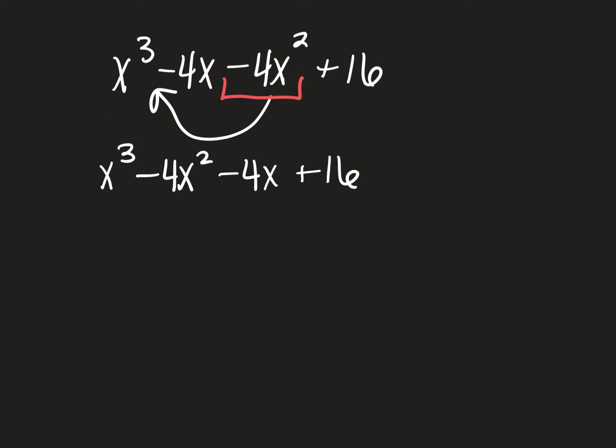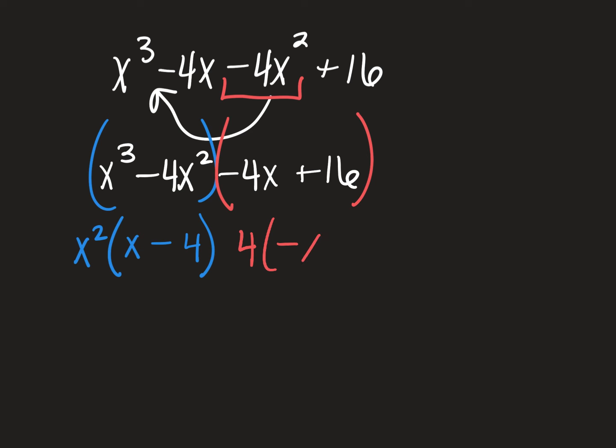I think I did blue first last time. So we have blue, red. Remember, I'm grouping that negative with that 4. From our first group, we can pull out an x squared, divide that out from our first group, which leaves us with x minus 4. So in this set, we need to get an x minus 4. We have a negative 4 here, a positive 16 here. Let's just pull out a positive 4 and see what happens. That leaves us with negative x plus 4. Those signs are backwards from what we have here. So that didn't work. That means we need to pull out a negative 4.